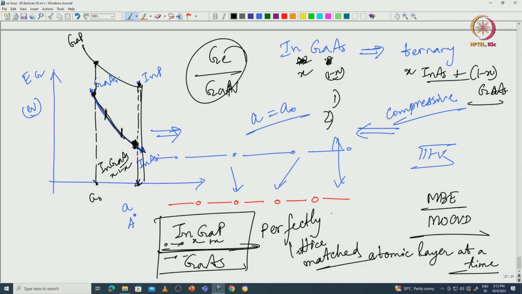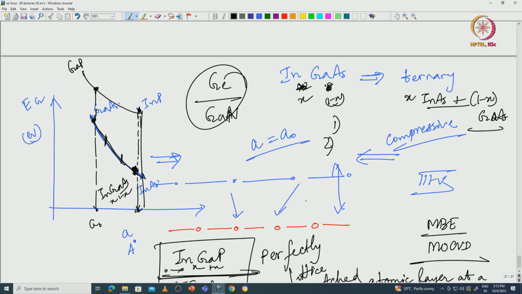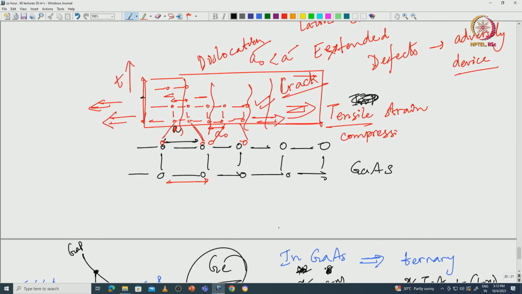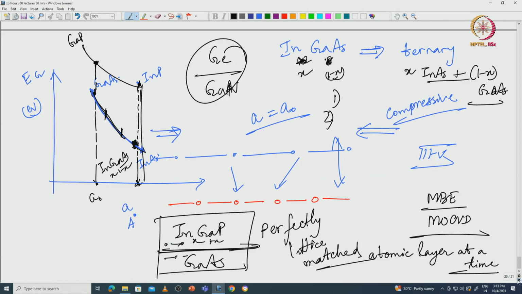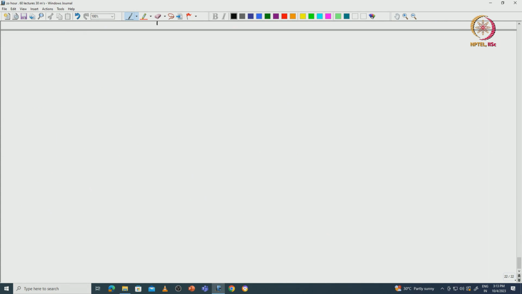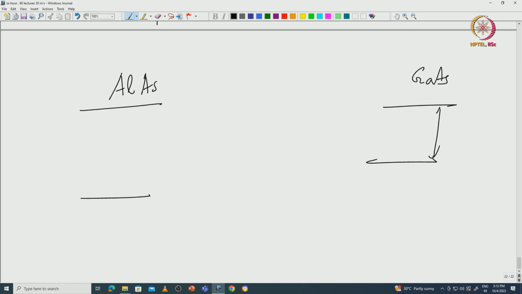So now that we know about this, we can go back to the graded heterojunction concept. What I mean by graded heterojunction is that suppose I have aluminum arsenide, and suppose this is gallium arsenide. This is the band gap of gallium arsenide, which is say 1.4 electron volt. Aluminum arsenide could be say 2.1 or 2.2 electron volt, something like that. I don't exactly remember, it's around 2.1 to 2.2.